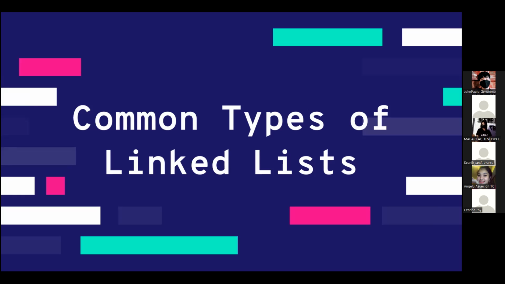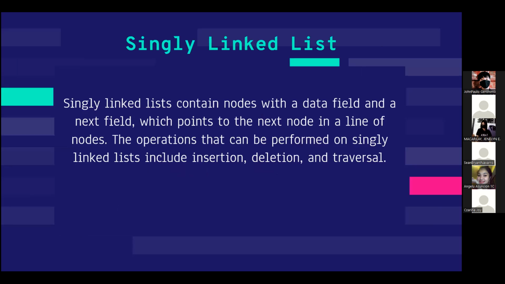Common types of linked list. Next po. Singly linked list. Singly linked list contains nodes with the data fields and the next field which points to the next node in a line of nodes. The operations that can be performed on singly linked list include insertion, deletion, and traversal.